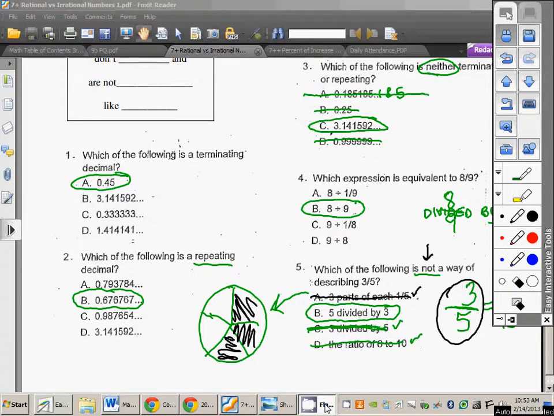What fraction equals 3.15? No fraction can. You know why? Because it's irrational.